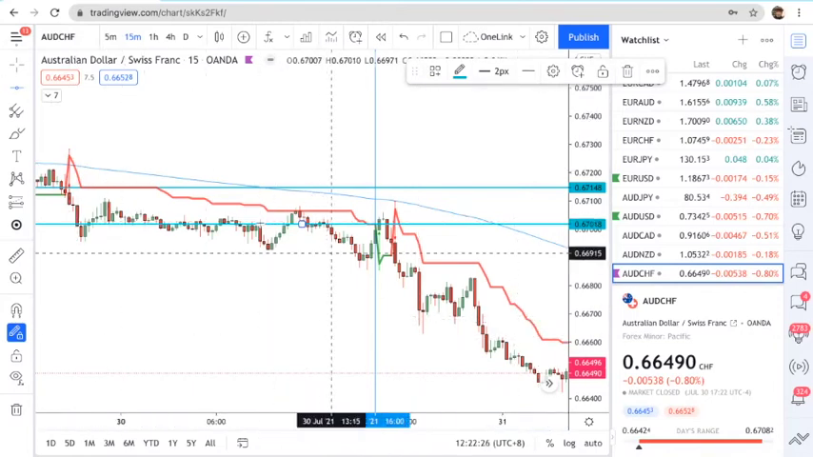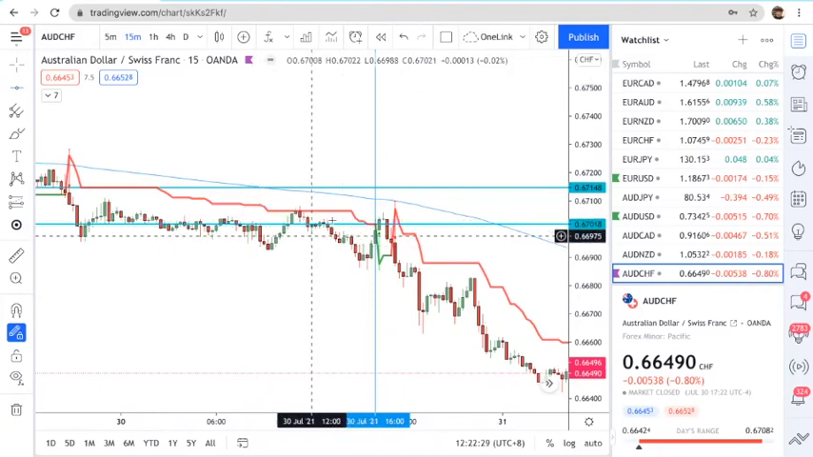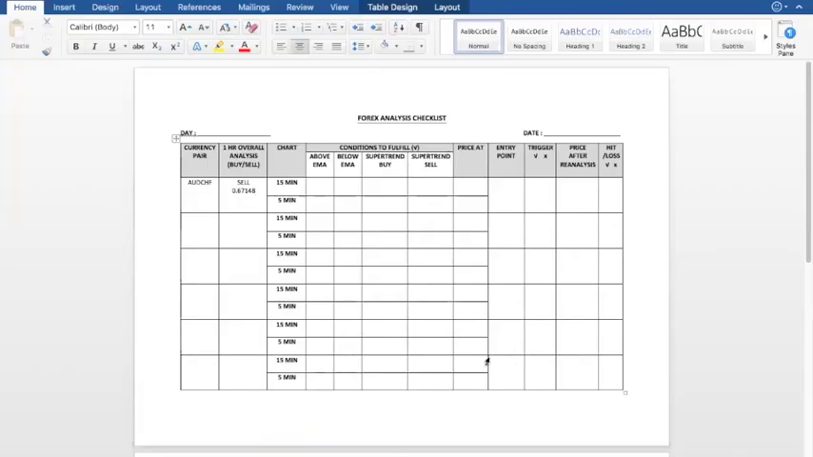Let me just give you the rundown. Then I go to that spreadsheet again. On the 15 minute, is it above or below? Below, isn't it? Below. Okay, super trend, buy or sell? Sell. So what's the price? 0.67018. That is based on 15 minutes, isn't it? Okay, now we go to the 5 minute chart.